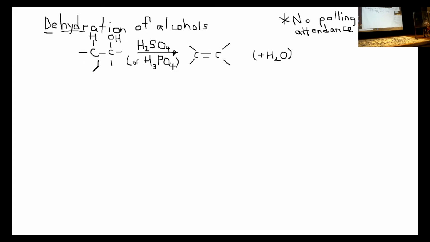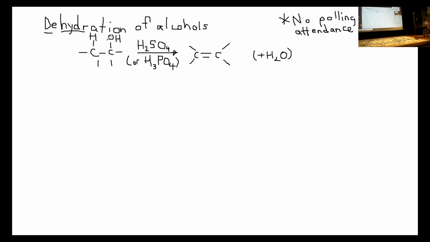And indeed, if you treat an alcohol with a catalytic amount of a strong acid, sulfuric acid's pretty common. Phosphoric acid would work also. I think you might see either. And there are even other acids besides this that could be used. But these are probably the most common ones that are used. Then it will dehydrate to form an alkene.